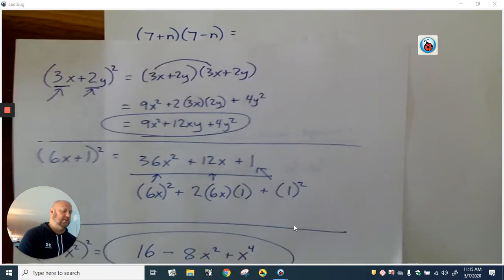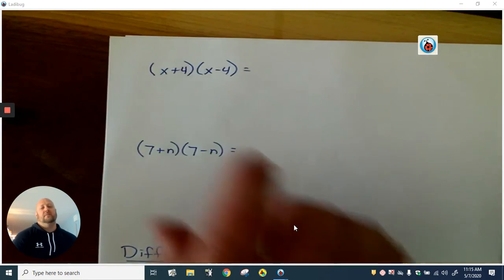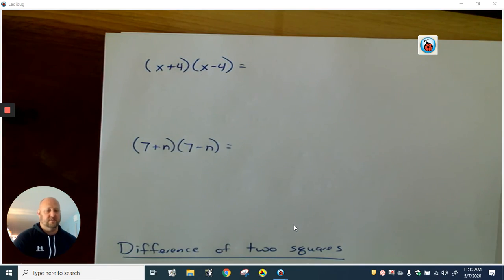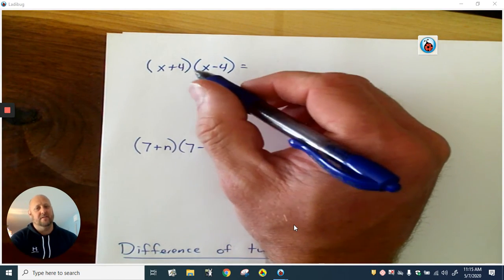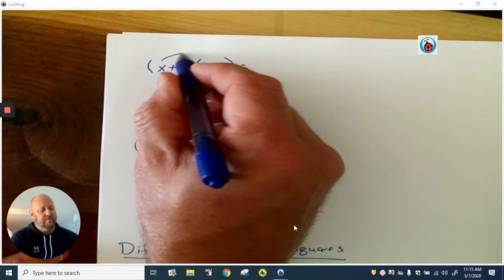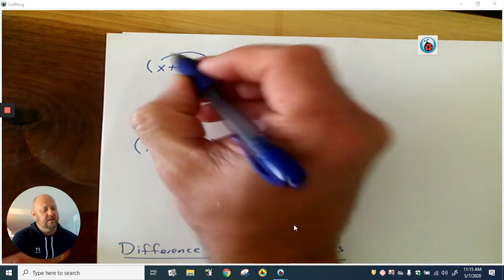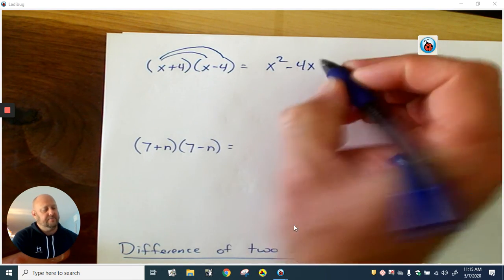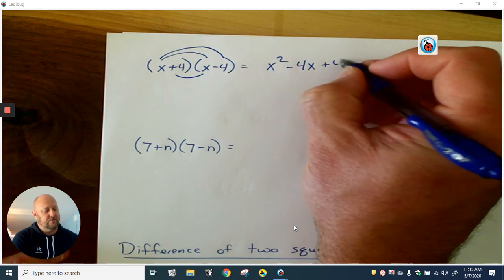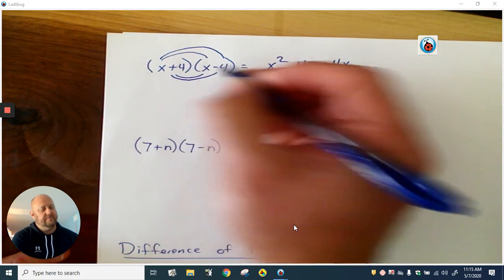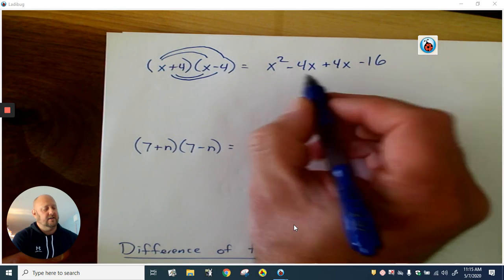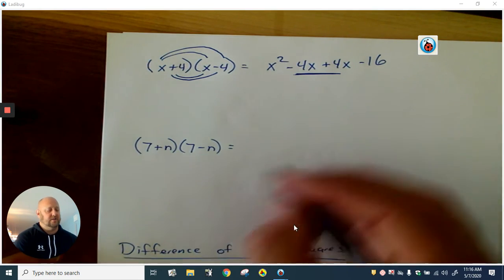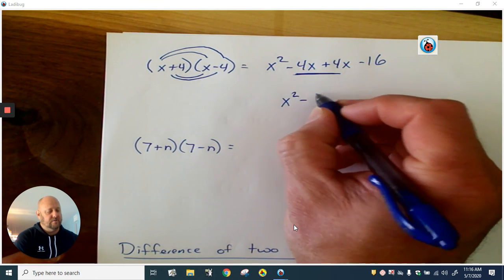Another shortcut we could run into. If you see something like this, x plus 4, x minus 4, and you're multiplying those together. Well, something interesting is going to happen every single time with these. When we FOIL this out, you get x squared. And then when we do the outsides, we get negative 4x. The insides, we get a positive 4x. And then we get a negative 16. Now, what ends up happening is those two terms will cancel each other out, leaving us just with x squared minus 16.